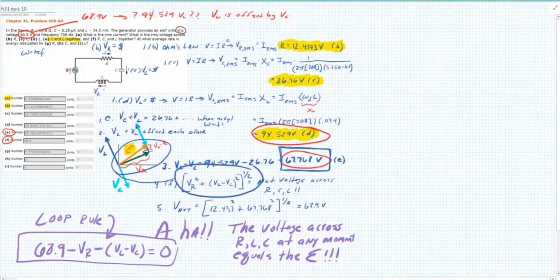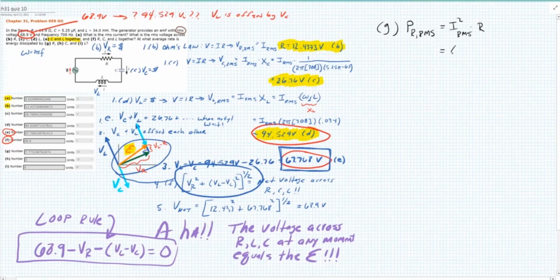Okay, part G. What is the average rate of energy dissipated by the resistor? So we can do this. Part G is saying the average rate of energy, so the power dissipated through the resistor, and as soon as they use the word average, that's RMS, equals I squared R, I RMS squared R. And we have that. This is the answer to part A.